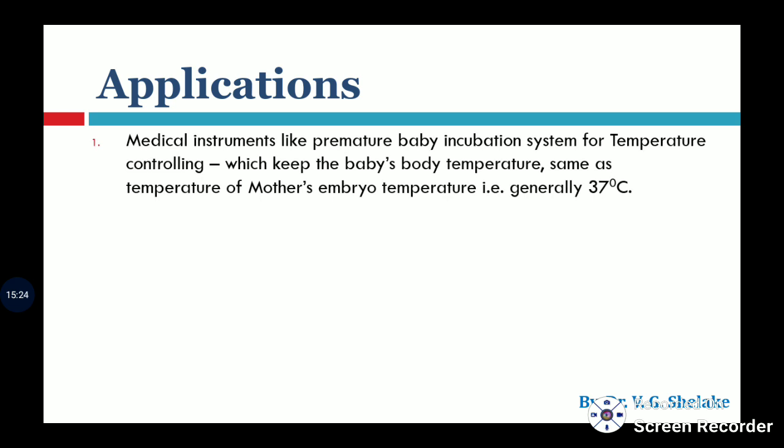These thermistors are used for different applications. It can be used in medical instrumentation, and in other temperature measurement or monitoring systems. One of the applications is the premature baby incubation system, in which we have to control the temperature of the premature baby incubation exactly, generally up to 37 degrees Celsius, which is equivalent to the temperature of the mother's womb. So this is one of the applications of the thermistor.